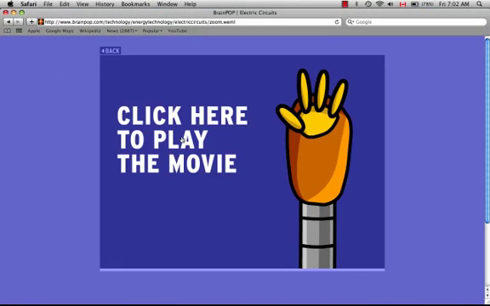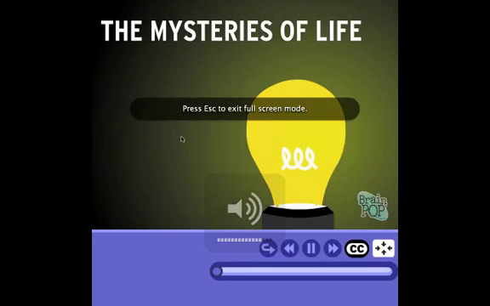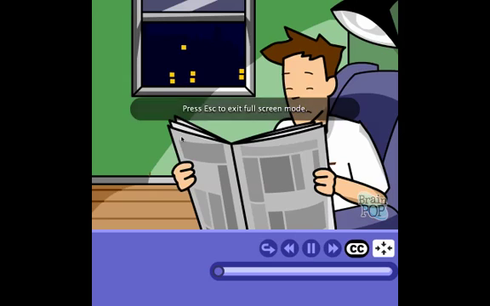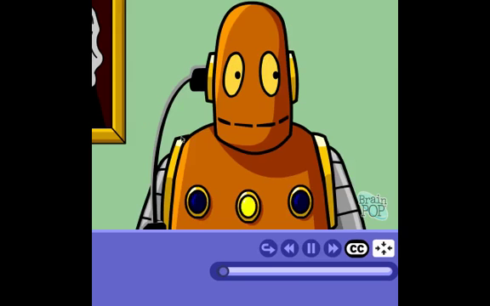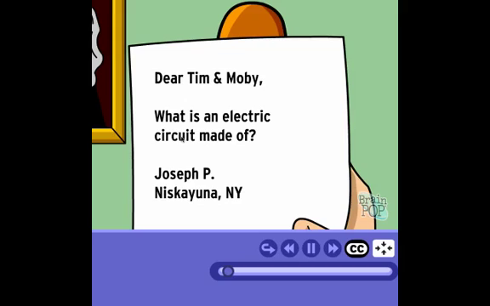Circuits. Hey, don't stay plugged in too long. Mom said our electric bill was really nuts last month. Dear Tim and Moby, what is an electric circuit made of? From Joseph P.